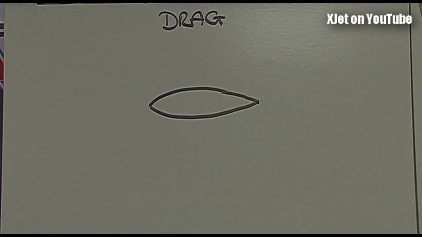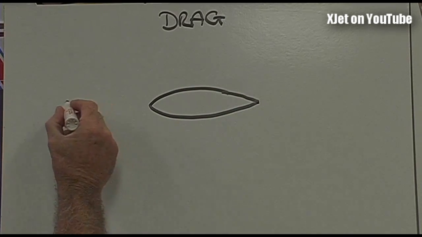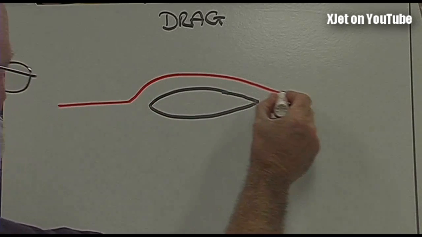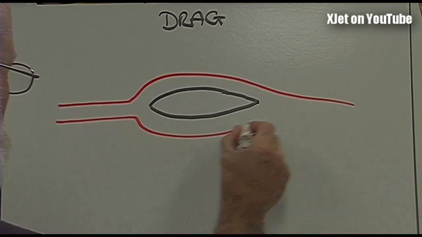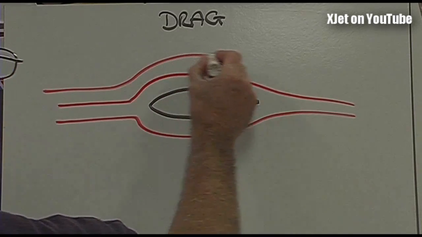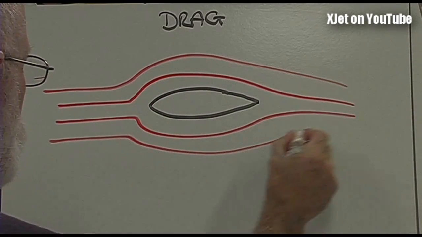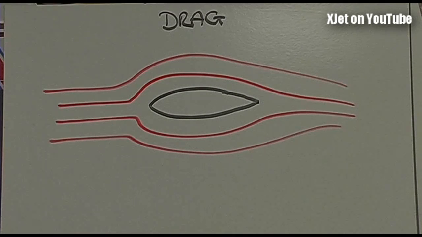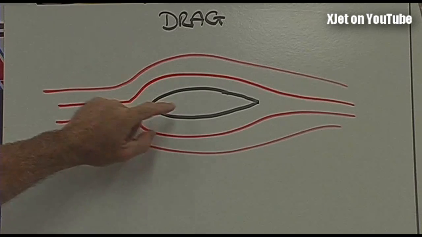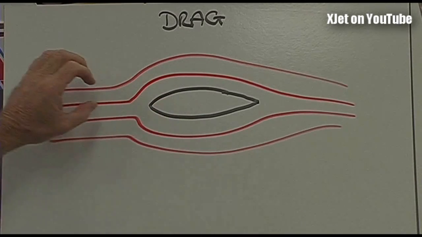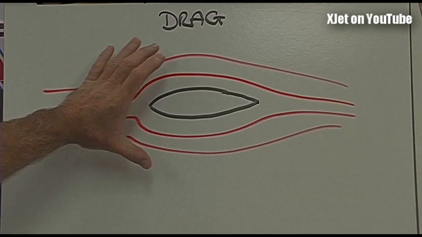Let's assume this is a fuselage or anything that is travelling through the air. And here comes the air again as I draw with my red lines. And you can see that the air has to go around the object. Now, whenever you move something, a certain amount of force is involved, a certain amount of work is done. This air is being split apart by the movement of this object. So there is work being done to split the air apart.